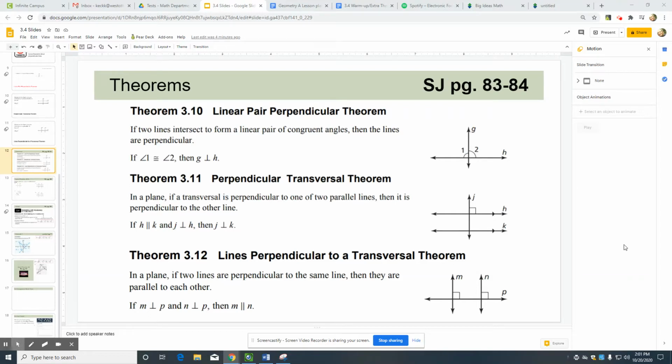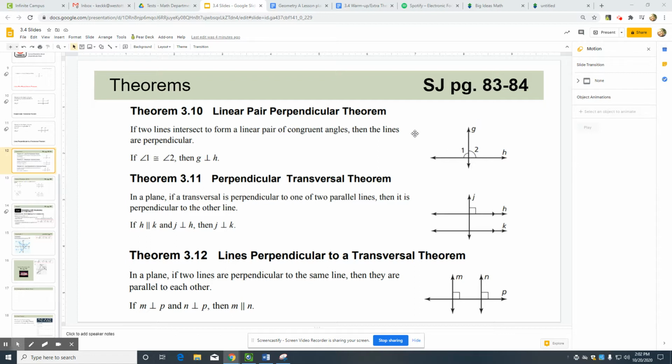In this video, we're going to be using the theorems that you see on the screen here to solve some problems. Now, I don't want you to worry too much about trying to memorize the names of these theorems. We just need to be able to apply these theorems to determine if lines are perpendicular to each other or parallel to each other. And so these theorems are found on pages 83 and 84 of your journal.